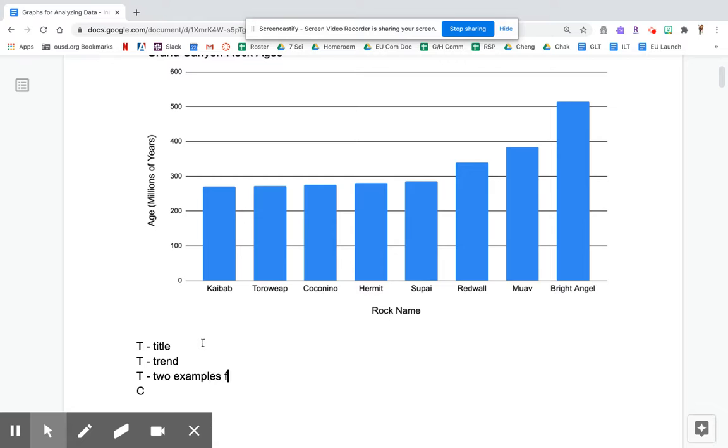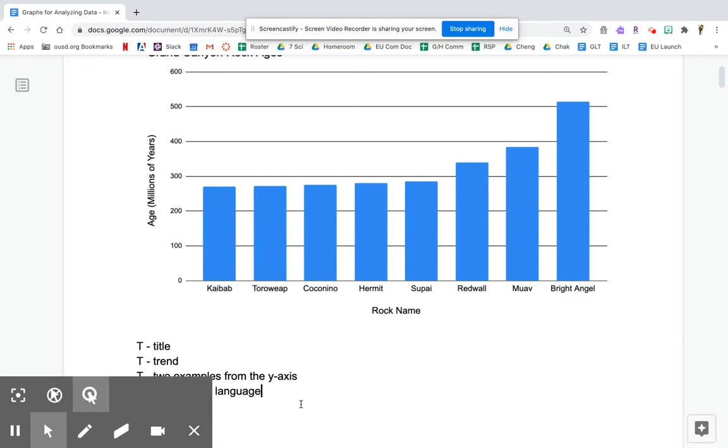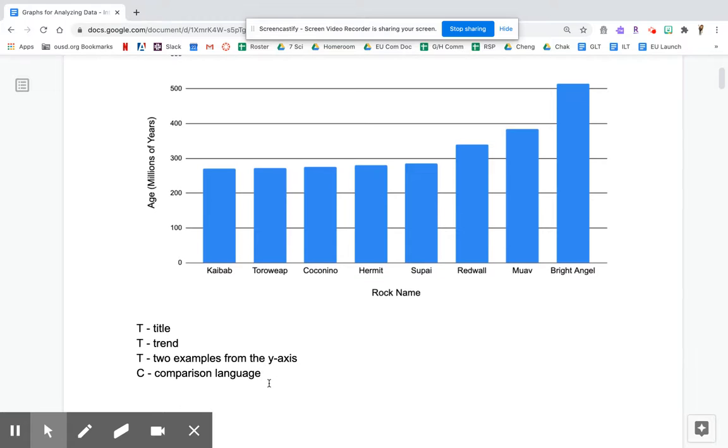Then you need two examples from the Y axis. That's the part of the graph that goes up and down right here. And last, you need comparison language like higher, lower, increase, or decrease. Okay, let's get started. So I'm going to start with my title and trend.